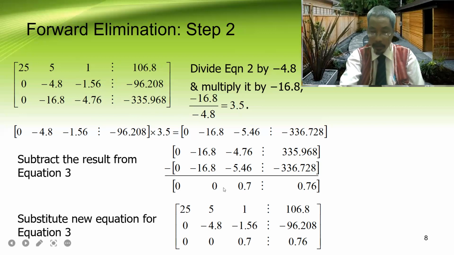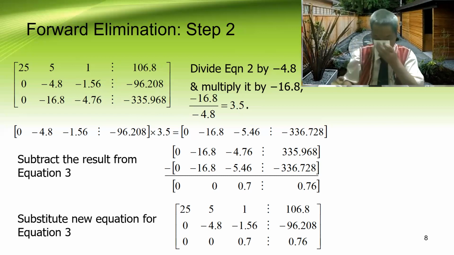So we'll have 0, 0. We now have 2 zeros here. And then this one, negative 4.76 minus negative 5.46, that is 0.7. Positive, because this is greater. Negative minus negative, that's positive. Okay.